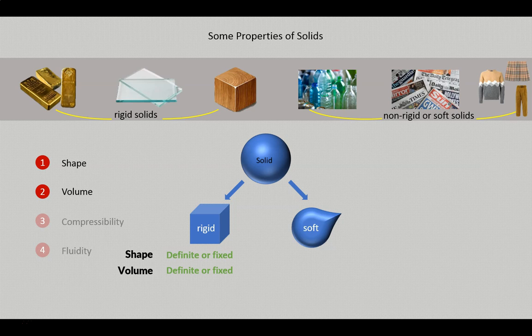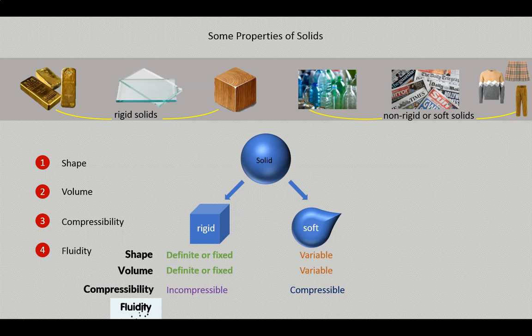But how would you describe shape and volume for soft solids? I would say they are both variable, because a little squeeze can change both their shape and volume. Think of a sponge, for example. Now let's look at the other 2 properties, compressibility and fluidity. For compressibility, we know that rigid solids are not compressible, so we write incompressible. If you try to compress them too much, you may break them or cause some damage. But what about soft solids? Well, they're easily compressible.